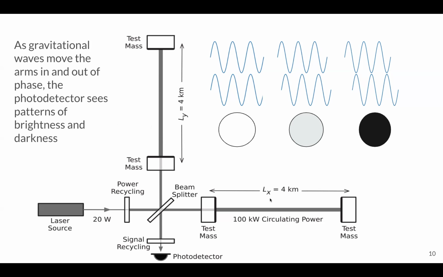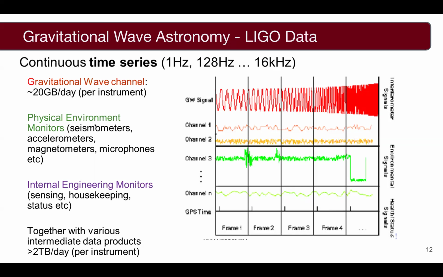So we have the gravitational wave signal channel. We have physical environment monitors, seismometers, accelerometers, magnetometers, etc., that pick up on various sources of noise that may be present, that may be interfering with our gravitational wave signal. And we have internal engineering monitors that monitor the status of different pieces of equipment within the detector. All these together produce about 2 terabytes of data per day.